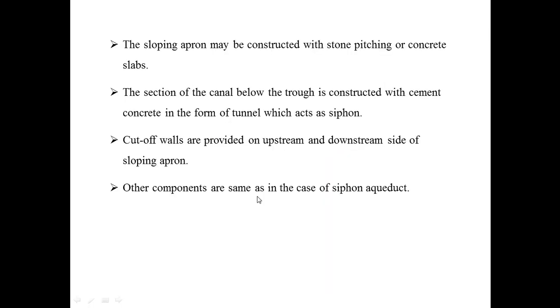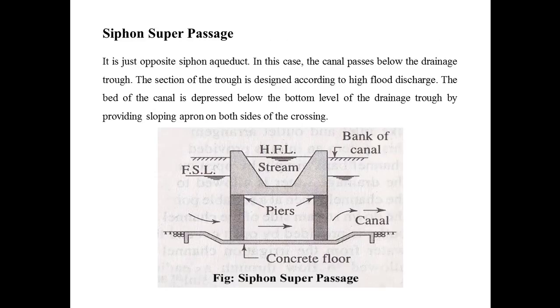The sloping apron may be constructed with stone pitching or concrete slabs. Also, the section of the canal below the trough is constructed with cement concrete in the form of a tunnel, which acts as a siphon. That is why it is called a siphon super passage.